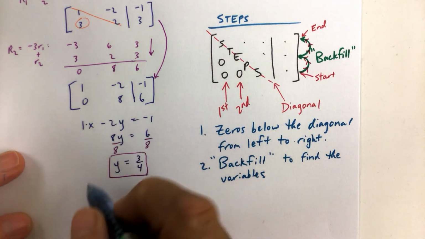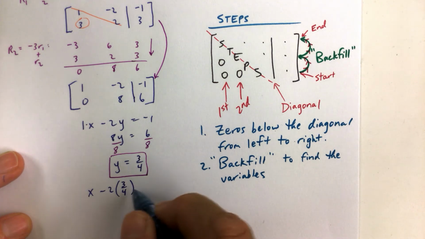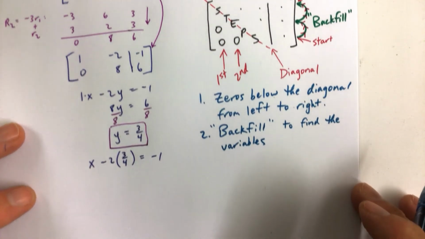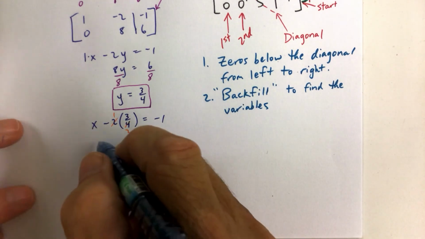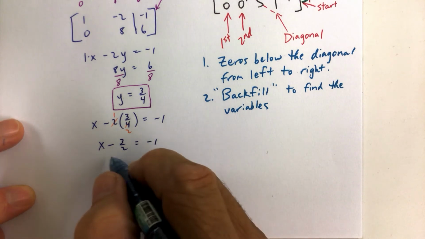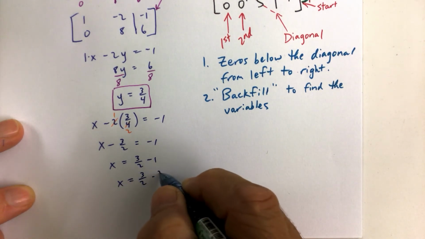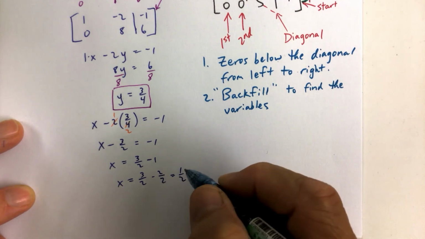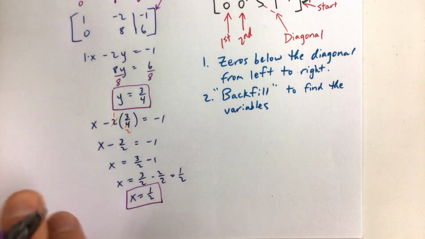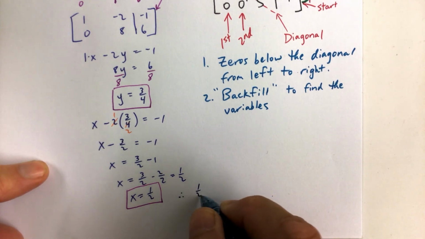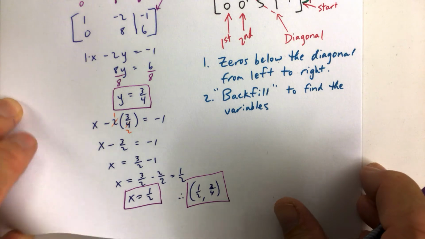And the other equation was 1x, so just x, minus 2 times y, which is 3/4, is equal to -1. So now we use this equation to solve for x. And we can notice here, we're going to go ahead and cancel that. So we have x minus 3/2 is equal to -1. Adding 3/2 to both sides, we get 3/2 minus 1 is equal to x. Now 1 is 2 over 2, so 3/2 minus 2/2 is 1/2. So x is equal to 1/2. If you want to write it as an ordered pair, you could do that. And the ordered pair would be 1/2, comma, 3/4.